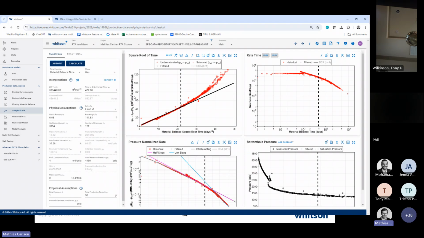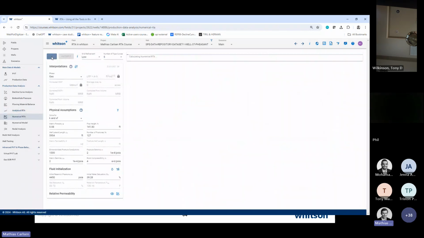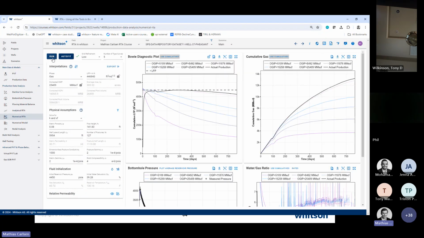Very good. So with that, we're going to go to numerical RTA, and we're just going to click run here, up to the left. That's this button here. I know we now have a lot of people in the course, and I also saw a lot of projects here. So if it takes a little bit of time to generate this, it's just because there's a lot of activity on the domain, I guess.